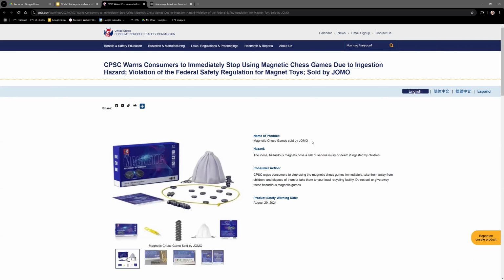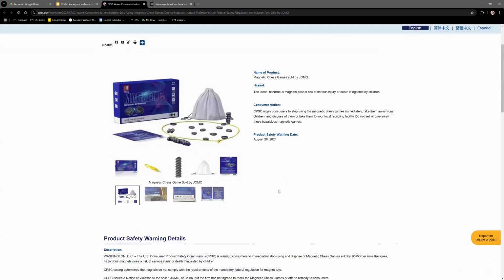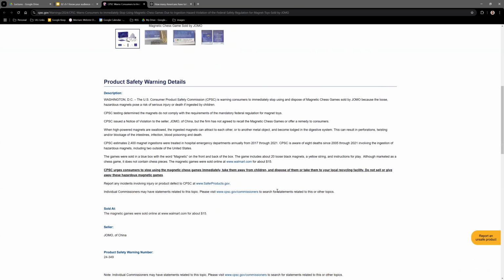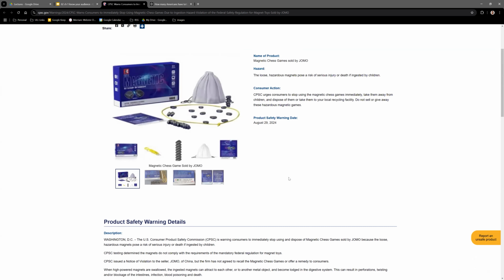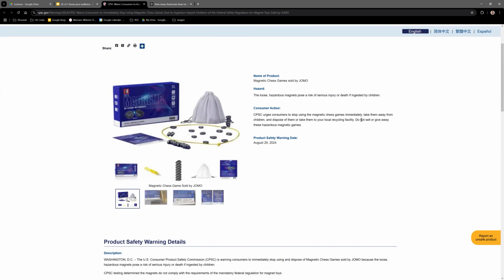So we can see this relates to a magnetic chess game sold by a company called Jomo. And the hazard they're highlighting is the loose hazardous magnets pose a risk of serious injury or death if ingested by children. And the consumer action. So right away, we have this great outline for the warning, and then they give us a press release with the additional details about how many magnets were eaten. And of course, this was usually by children. And then, of course, they're telling us this is the hazard. Here's a picture. Here's what it is.